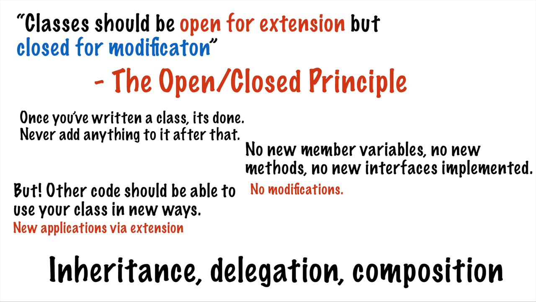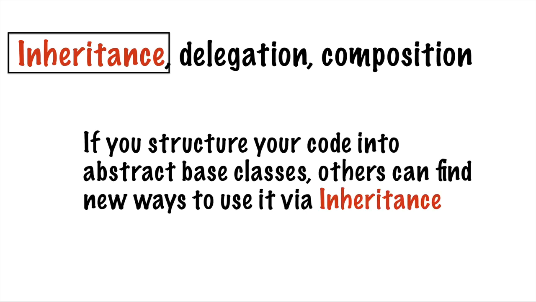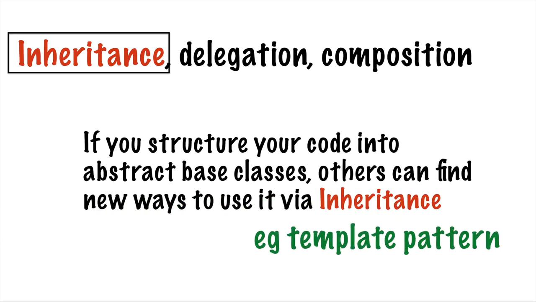The first mechanism of extension is simply inheritance. If you write your code cleverly and if you structure your code such that it has plenty of abstract base classes, well, then others, either you or other clients, can find new ways to reuse those classes via inheritance. Those new classes would inherit from these abstract base classes and then plug in and add new functionality of their own. In that way, your classes, the abstract base classes, would continue to be closed for modification. Their bodies would not be changed.